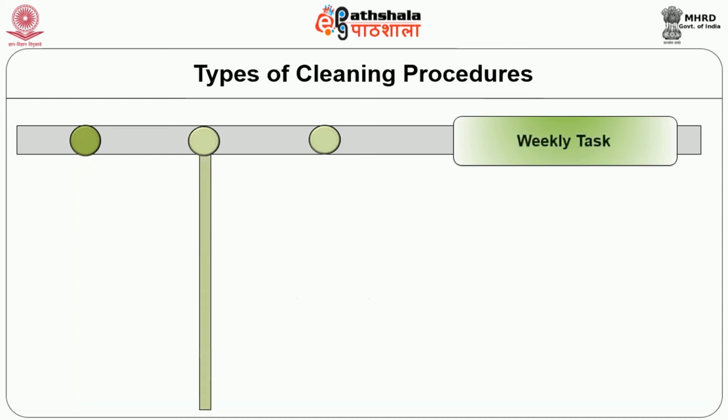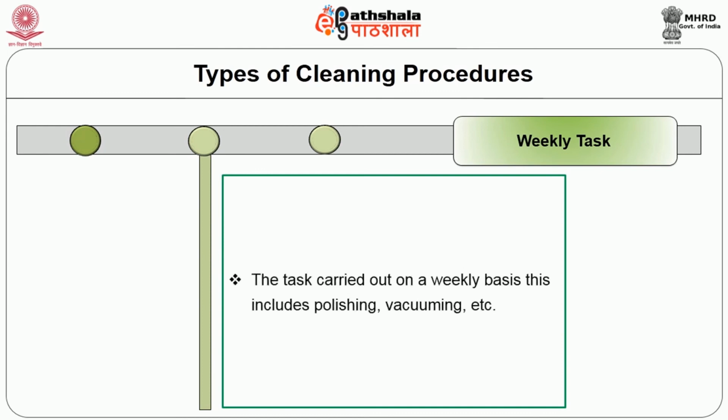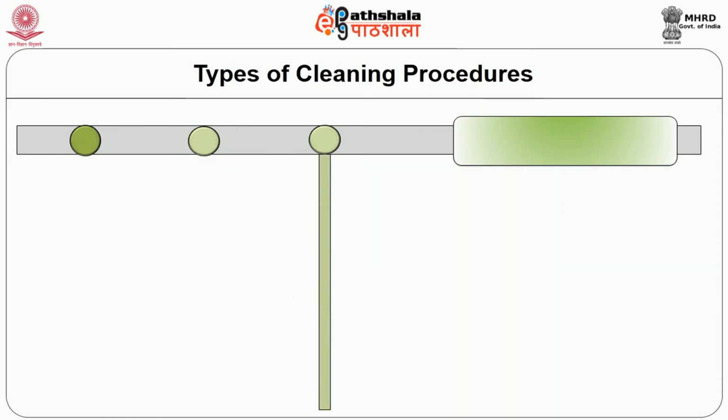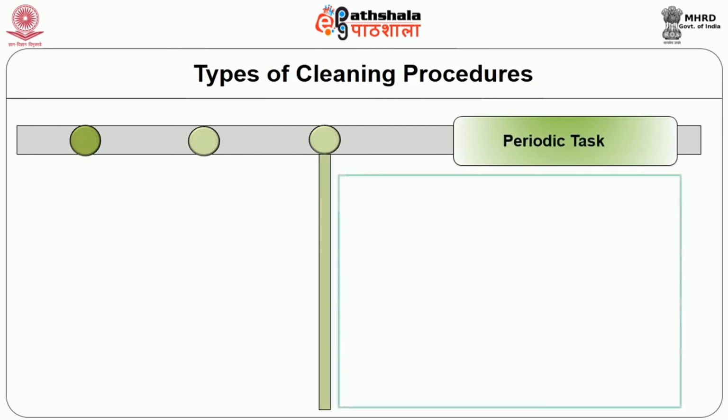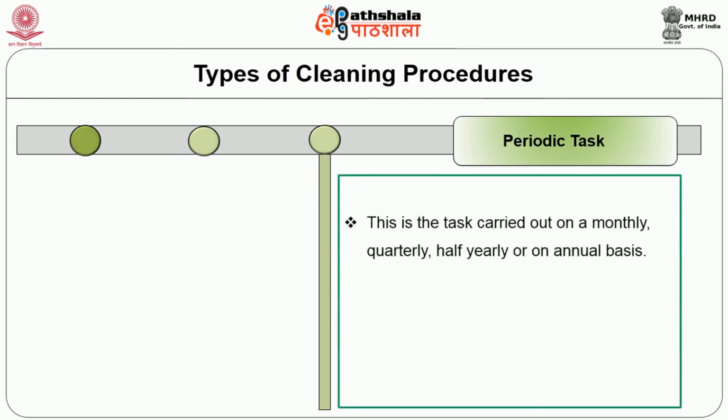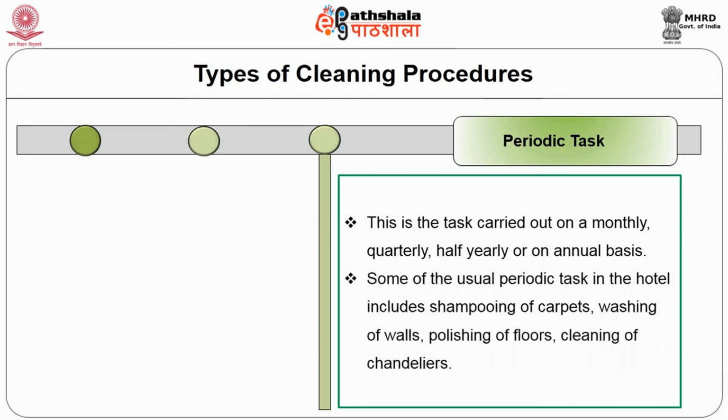The second aspect is the weekly task, or weekly cleaning. These tasks have to be carried out on a weekly basis, which includes polishing and vacuuming. The third concept is periodic cleaning. As the name indicates, these tasks have to be carried out monthly, quarterly, half-yearly, or on an annual basis. Some of the usual periodic tasks in the hotel include shampooing of the carpet, washing of the walls, polishing the floor, cleaners and the chandeliers.